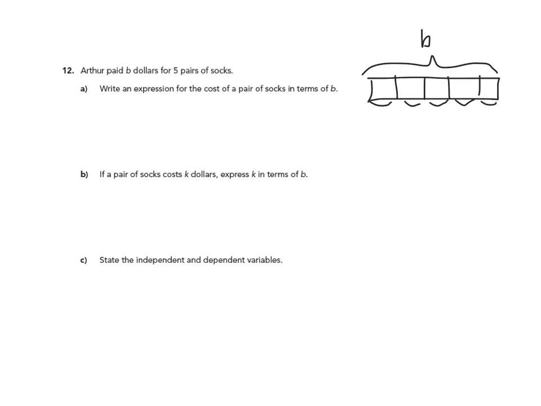So write an expression for a single pair of socks. Well, if all the socks were B, then each of these are 1/5 of a B, or B divided by 5. So each pair of socks is 1/5 of a B because the B was the full cost. Then they go on to say each pair of socks is K. Well, we just said each pair of socks was 1/5 of a B.